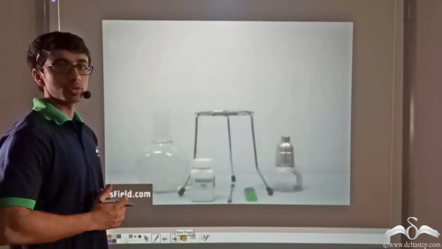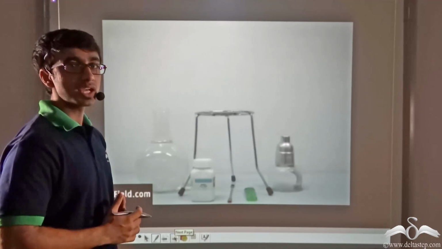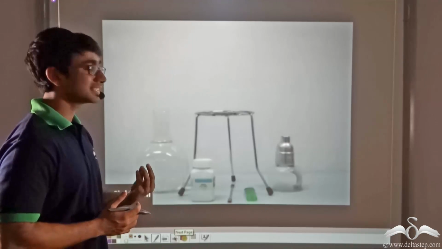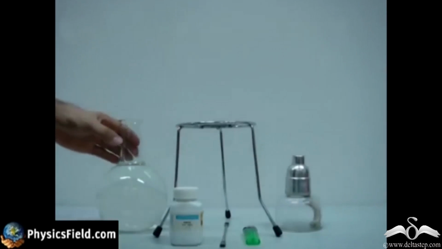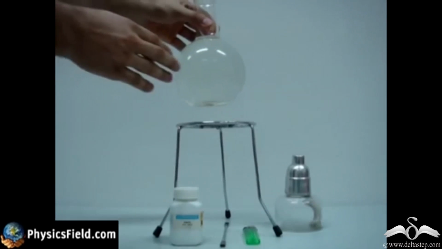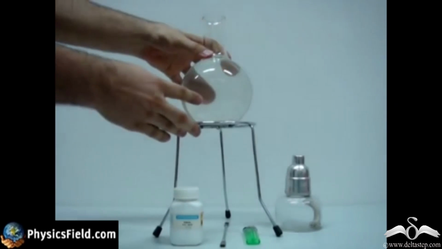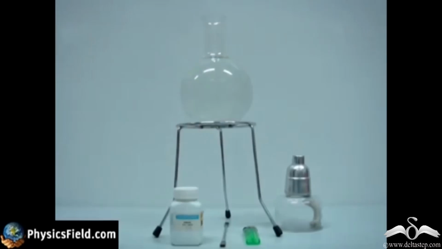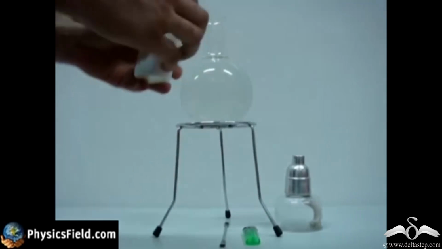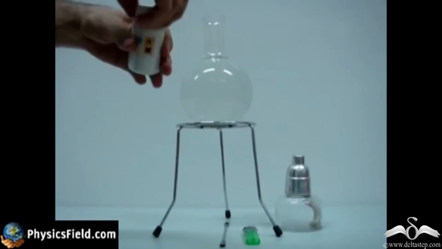So now we are going to perform a simple experiment and we are going to show how heat is transferred in water. Here the apparatus considered is very simple. We have taken a flat bottom flask and we have poured a certain amount of water in it. We have also taken a few potassium permanganate crystals.